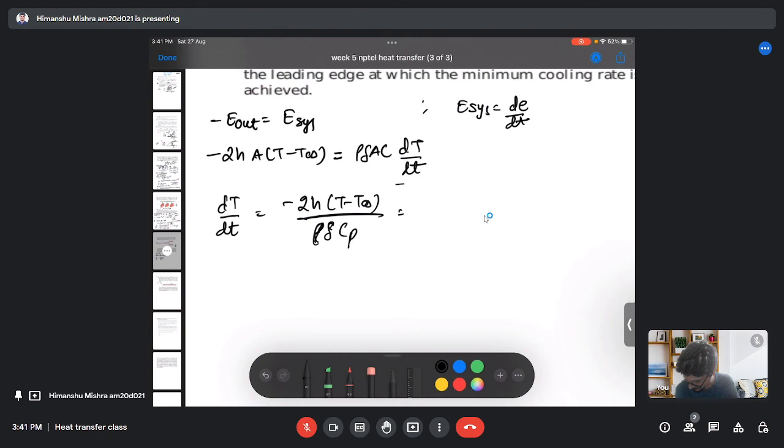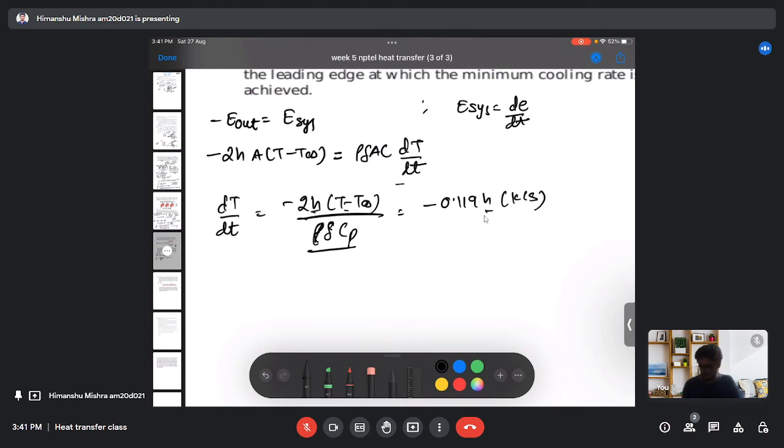Now here we need to calculate the heat transfer coefficient first. When we substitute the property and the temperature, we'll get a relation in terms of the heat transfer coefficient. So we need to find the heat transfer coefficient first.